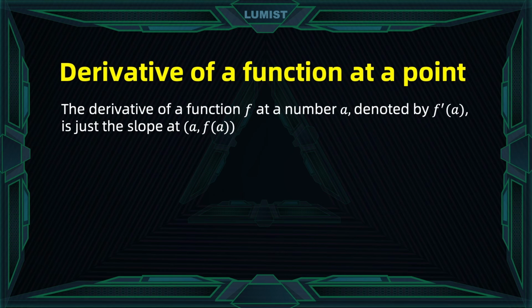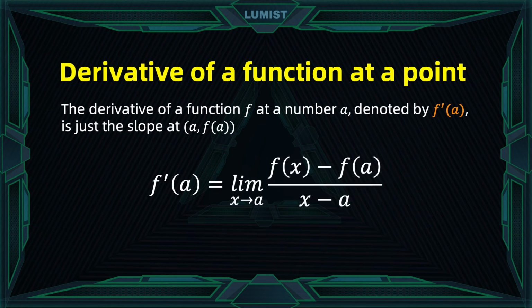So now let us discuss the derivative of a function at a singular point. The derivative of the function f at the number a is denoted by f prime of a, to be just the slope of the tangent line at that point a and f of a. So we can write f prime of a equals the limit as x approaches a of f of x minus f of a over x minus a. And of course, in this case, the limit must exist.